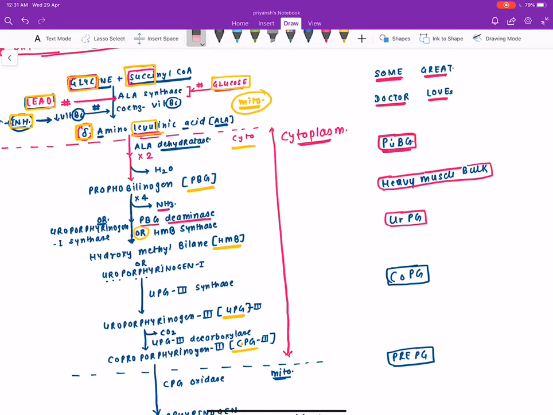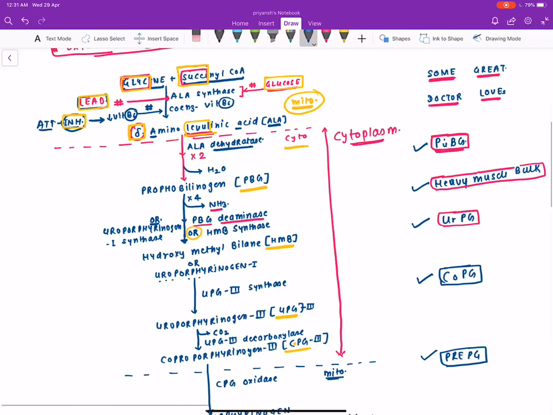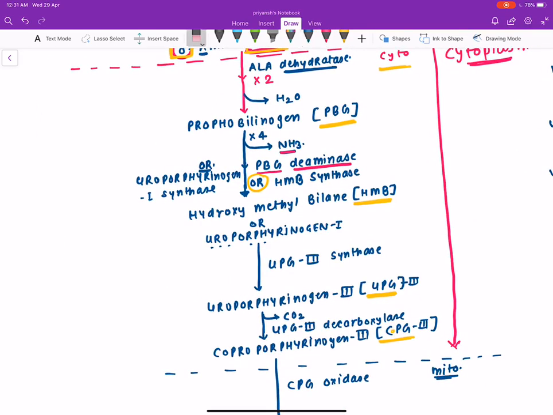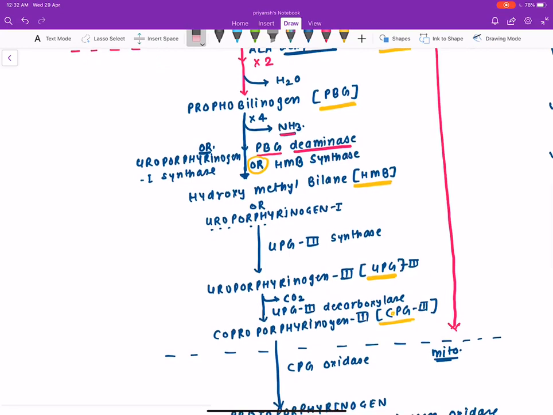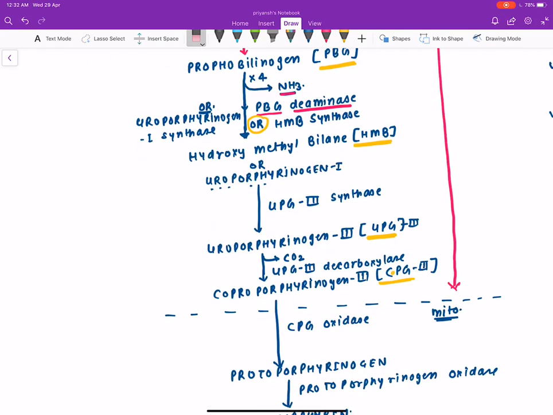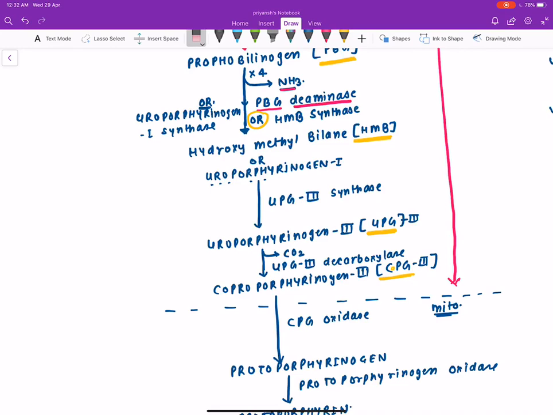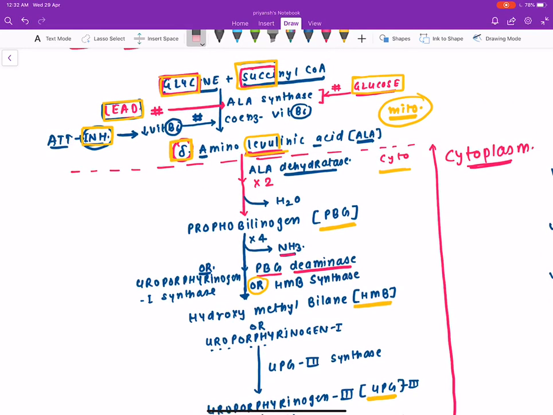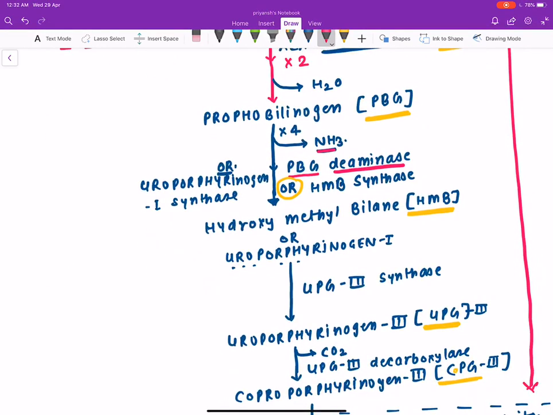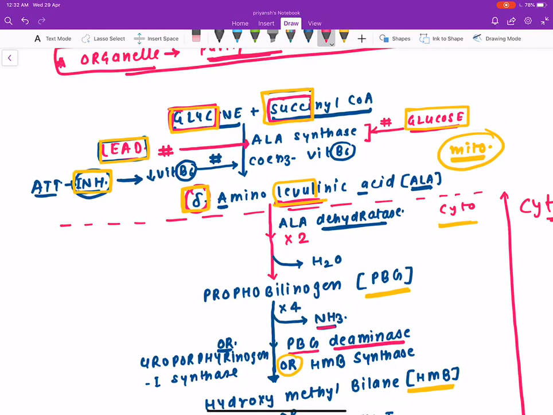Some great doctors, I am again repeating this: some great doctors love PUBG, heavy muscle bulk, your PG, co-PG as well as the pre-PG. Why is it important to remember this entire pathway in this particular sequence? The reason is that various disorders occur due to deficiency of particular enzymes. So I will write down that information in this pathway, starting with this enzyme. ALA synthase, I have told you, is inhibited. I will just remove this yellow color.